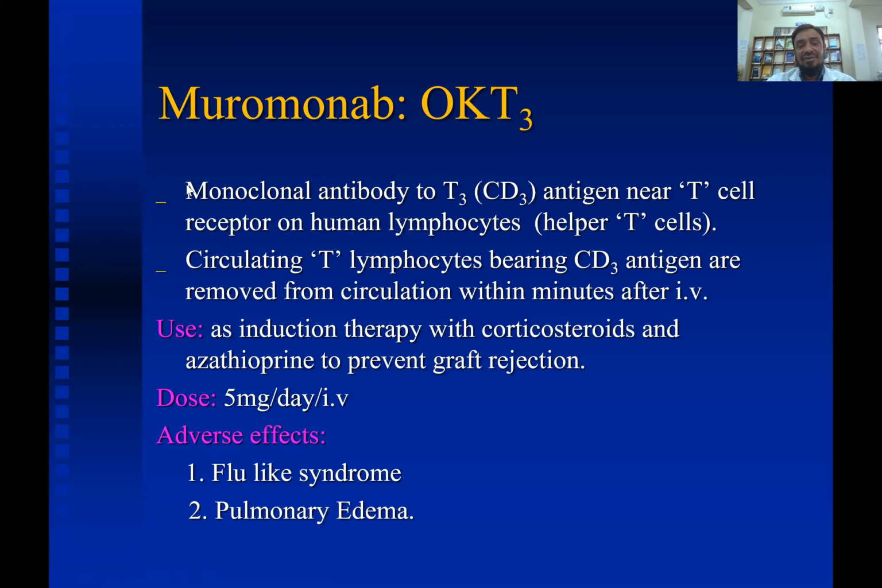This is a very old antibody which was synthesized in the 1980s, but still it is used. It is used for induction therapy along with corticosteroids. Adverse effects: it can cause flu-like syndrome and also pulmonary edema, that is some fever and myalgia may be seen. Also allergic reactions and hypersensitivity can be seen with muromonab because it is a murine antibody.